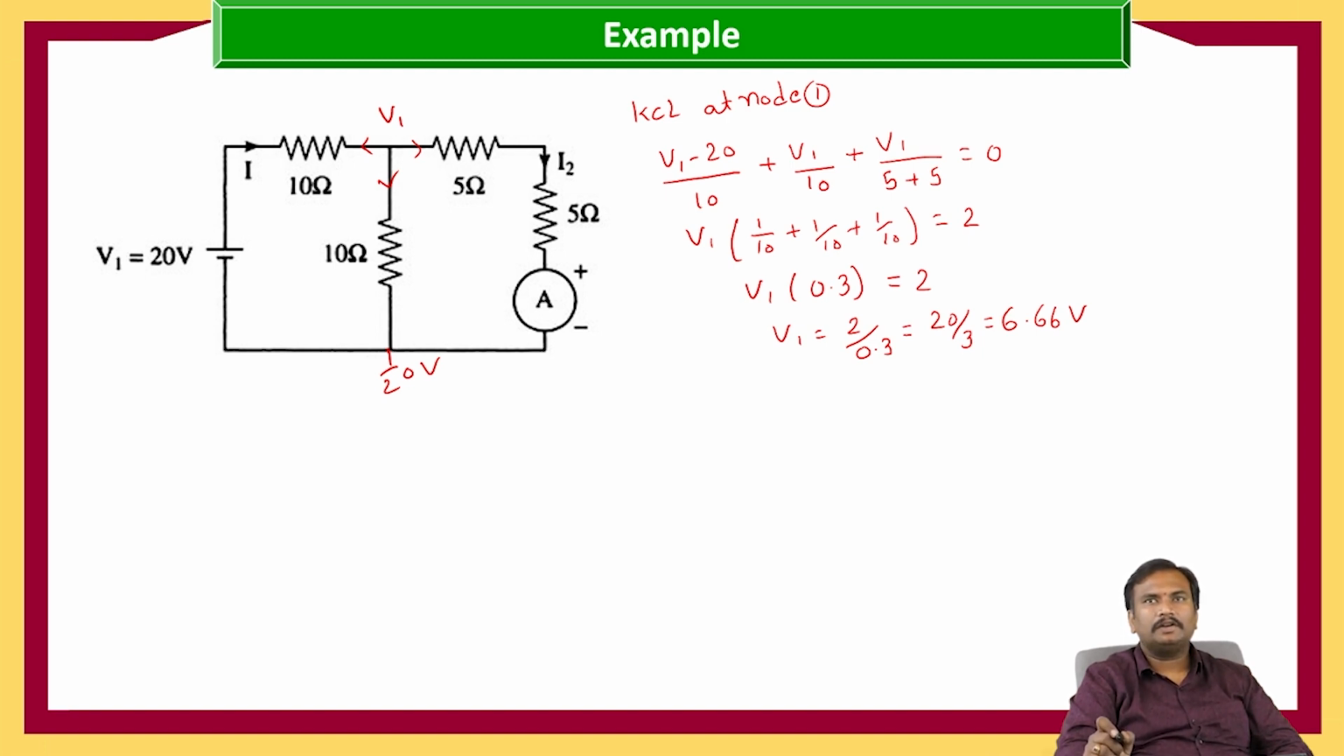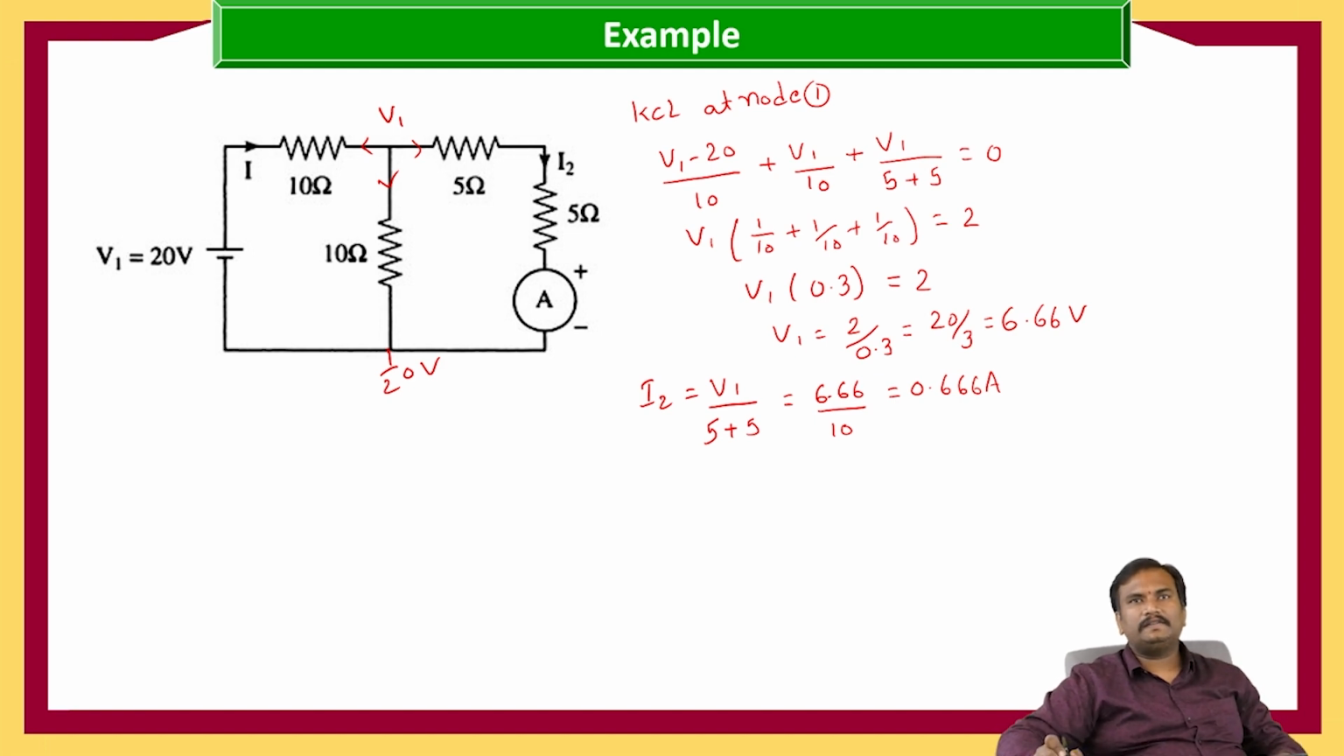Now we need to calculate the current flowing through this 5 ohms. For calculating the current, let us consider the current as I2. So I2 is equal to V1 by 5 plus 5, since two resistors are connected in series, that is equal to 6.66 by 10, which is equal to 0.666 amperes. This is the first case.